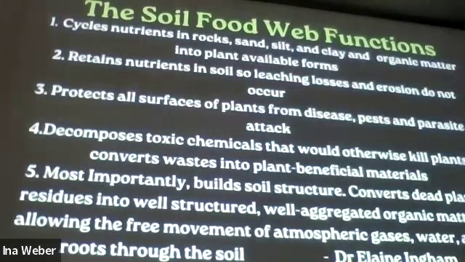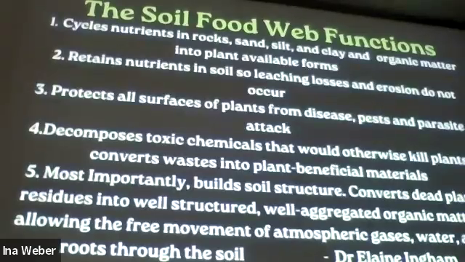Soil food web functions. This is from a talk or an interview with Dr. Elaine Ingham in Permaculture magazine. It cycles nutrients in rock, sand, silt, and clay, and organic matter into plant available forms, which I talked a bit about in the biological erosion of parent materials. It retains nutrients in the soil so leaching, losses, and erosion do not occur. Protects all surfaces of plants from disease, pests, and parasite attack. Decomposes toxic chemicals that would otherwise kill plants. Converts waste into plant beneficial materials. And then most importantly, it builds soil structure.